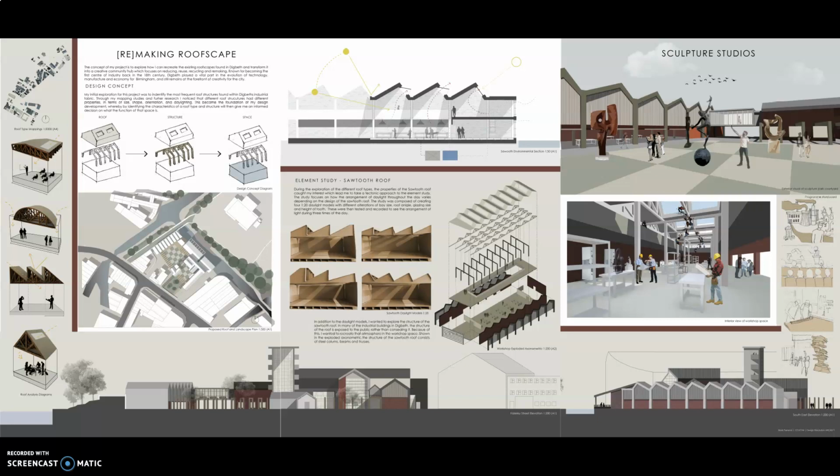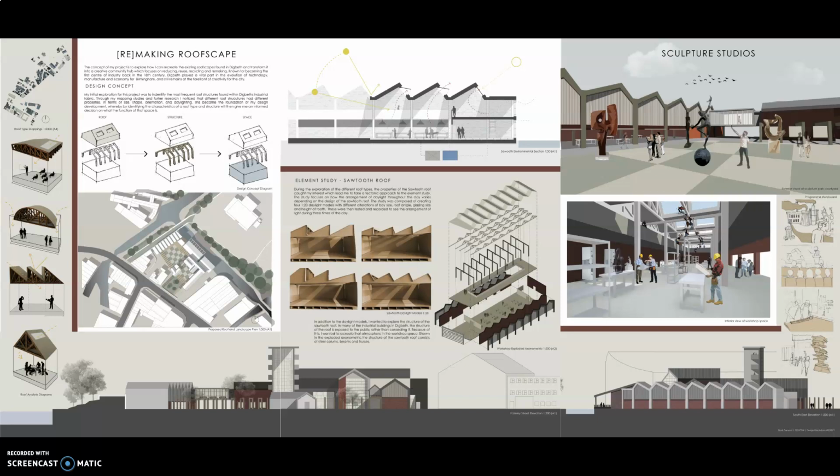So the concept of my project is to explore how I can recreate the existing roofscapes found in Digbeth and transform it into a creative community hub located in Faisley Street, which focuses on reducing, reuse, recycling, and remaking, ultimately to incentivize a circular economy.